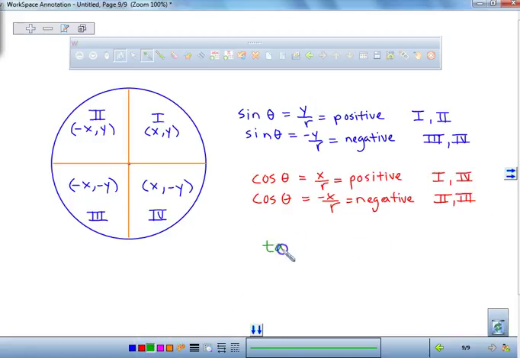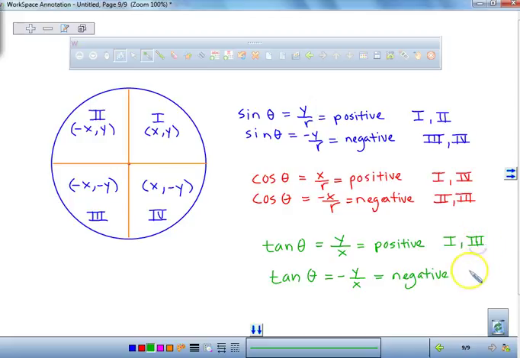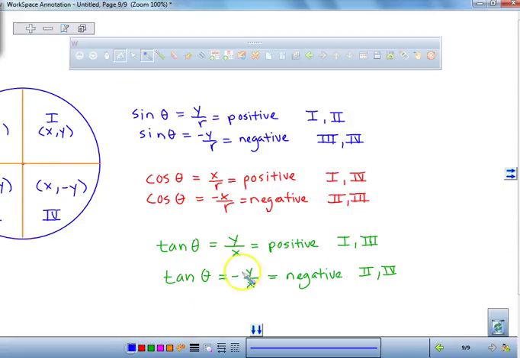And last but not least, tangent. Tangent compares y over x. And where is the y value over the x value positive? 1 and 3. Why 3? Because a negative divided by a negative is a positive. So where is the tangent of theta, which compares, let's say, one of them's negative. I don't know which one of them's negative. It could be the y, it could be the x. But your tangent of theta is negative. Where would your answers lie or be located? 2 and 4.